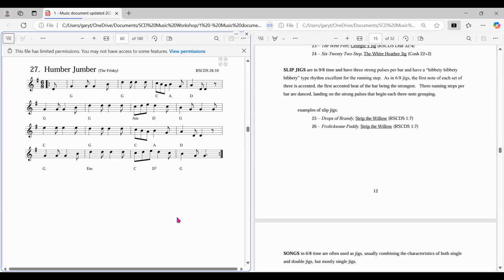Some single jigs, double jigs, Irish jigs are also songs. And sometimes it's important to know which ones are songs, because if you have expats, immigrants, new Scots in your community, there's nothing like a song from home. Not necessarily that these would do this in this generation, but it would have generations ago. So number 27 is an example of a song called Humber Jumber. Ready, and.